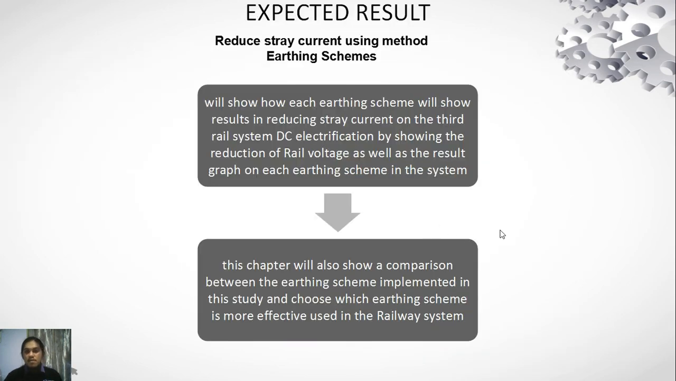Okay, for my expected result to reduce stray current using the earthing scheme method, it will show how each earthing scheme reduces the stray current on the third rail system DC electrification by showing the reduction of rail voltage as well as the result graph for each earthing scheme in the system. This chapter will also show a comparison between the earthing schemes implemented in this study and choose which earthing scheme is more effective for use in railway systems, especially in our country.